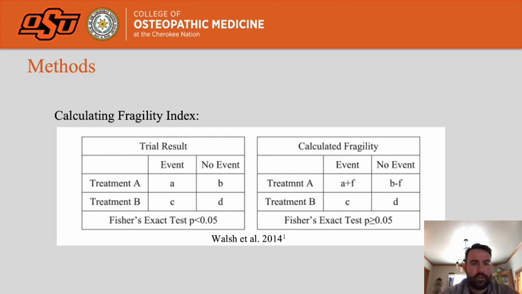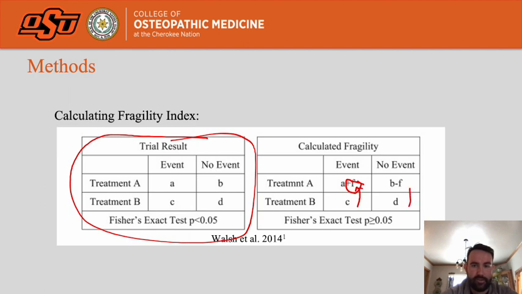So here's a little diagram on how fragility index is calculated. Over here, this is the normal 2x2 contingency table that is used to determine significance between two separate treatment groups using a Fisher exact test. And in order to calculate fragility, the number of patients needed to change groups, so people who either had an event or did not have an event, is the number of changes in the 2x2 contingency table necessary to render a p-value non-significant.